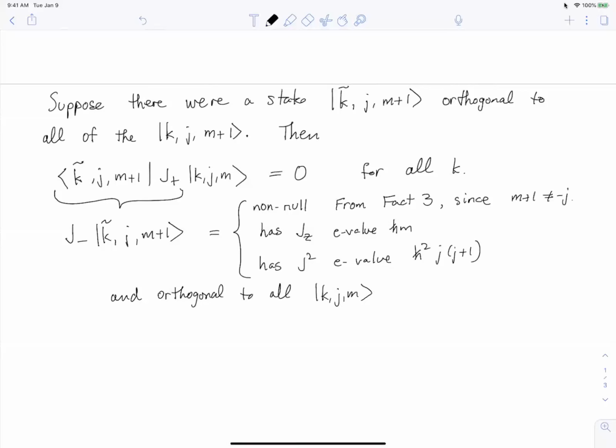Okay, and that's a problem because we assumed at the very beginning that they formed a basis. And so this gives a contradiction, because all of this stuff says that they're in S_jm. So this is an element of S_jm, that subspace. But it's orthogonal to all the basis elements of that subspace, and that's the contradiction.